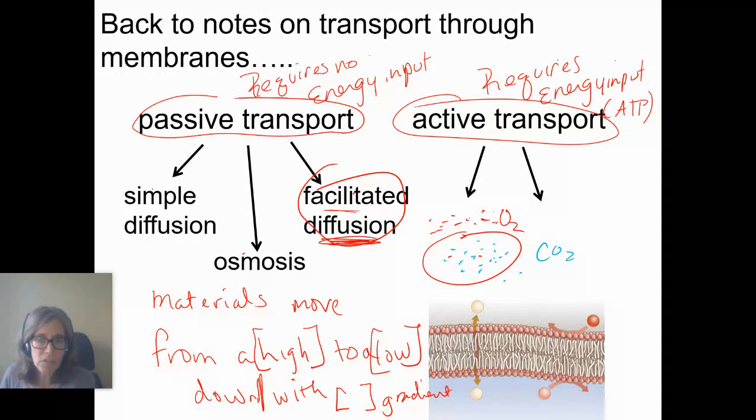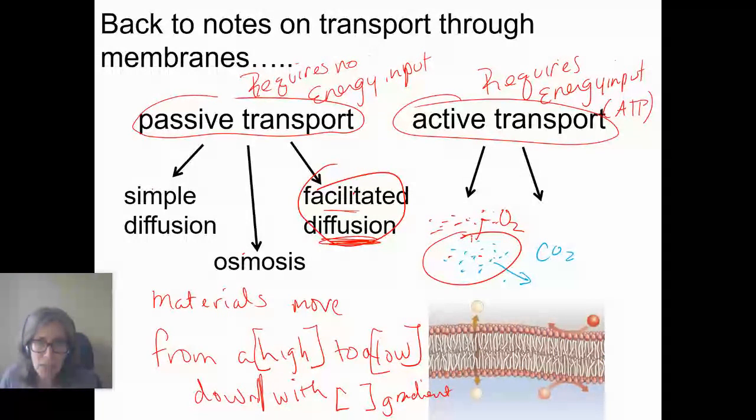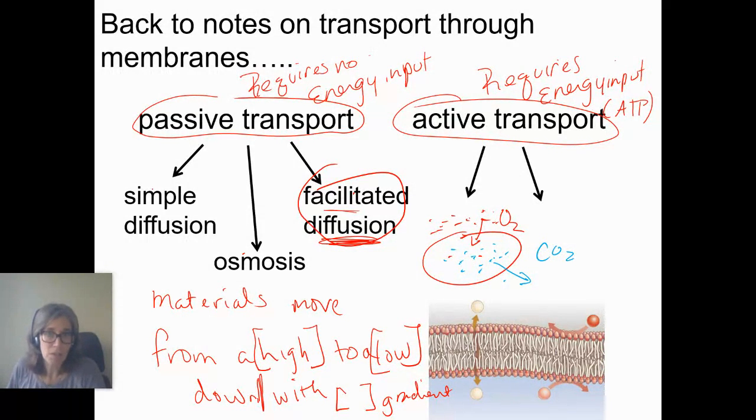The concentration here from high to low would be going out for carbon dioxide, but for oxygen, it would be going in. So you can have concentration gradients in opposite directions, but if it's passive transport, it's always going to be going high to low. That might mean into the cell or it might mean out of the cell, depending on the particular concentration gradient.